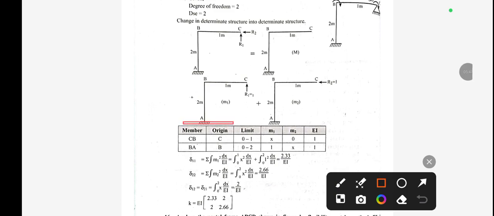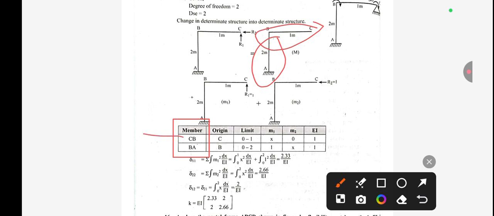So you can see we have two different members. The first one is member CB, or you can say BC, and another one is BA. So we have two different members: the first one is this member and the second one is this member. CB is our horizontal member, which I have shown here, and the other one is the vertical member, that is BA.